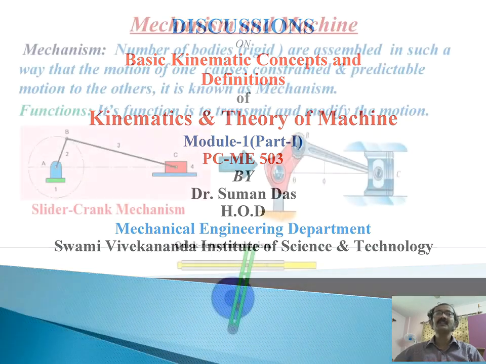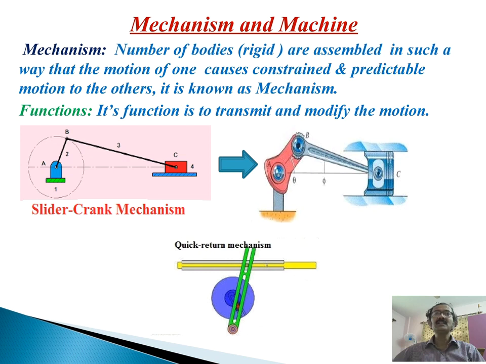and machine. Now, mechanism is nothing but if a number of bodies, usually rigid, are assembled in such a way that the motion of one causes constrained and predictable motion to the others, it is known as mechanism.